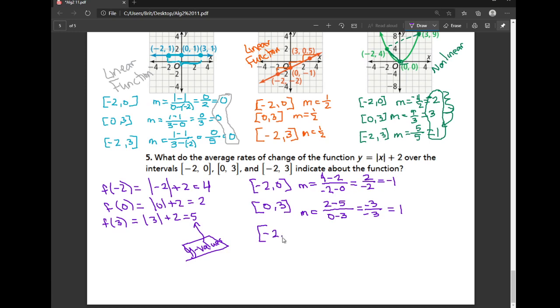So now if I do the interval from -2 to 3, here in the bottom I'm going to put my -2 minus 3 for my x values. My y value at -2 is 4. My y value here at 3 is 5. So my slope, I get 4 minus 5 is -1. -2 minus 3 is -5. So my slope here is 1/5. So because these slopes are all different, this is a nonlinear function.